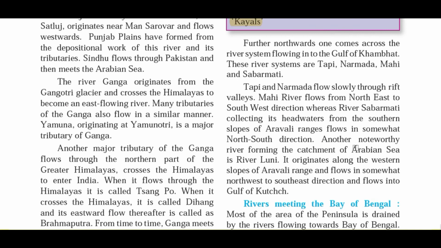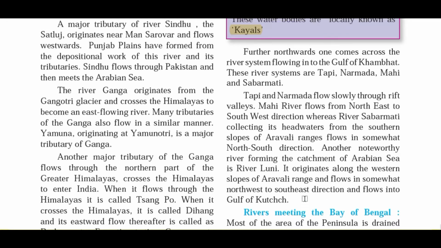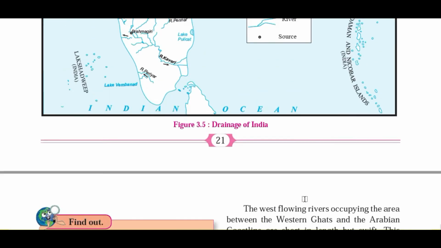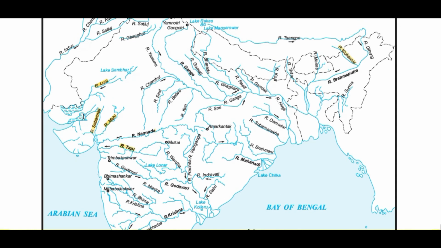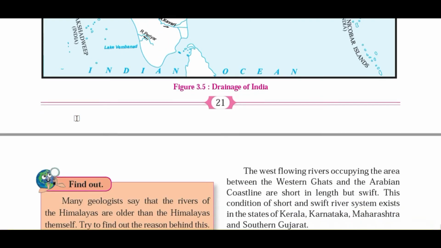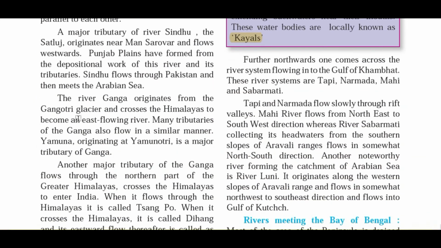Another noteworthy river forming a catchment area of the Arabian Sea is the Luni River. It originates along the western slope of the Aravali and flows in a northeast to southwest direction and flows into the Gulf of Kutch. That is the Gulf of Kutch, a saltwater region. It is a marshy area. It drains in this particular region. Remember this. In this way we have discussed the west flowing rivers.